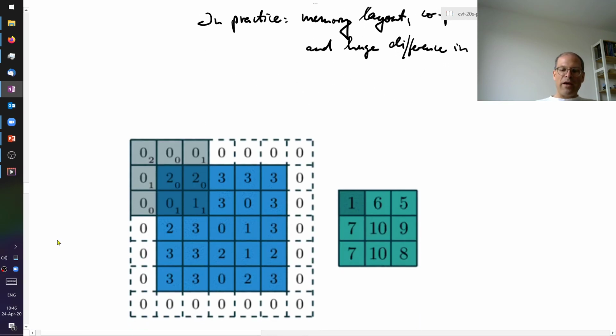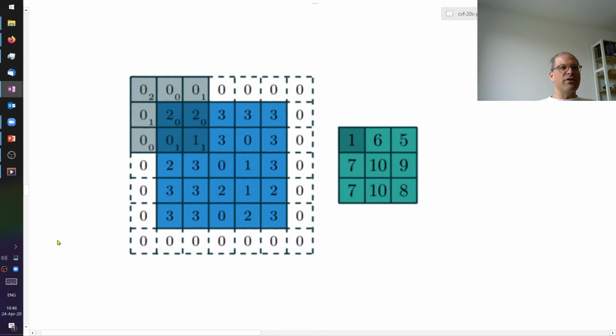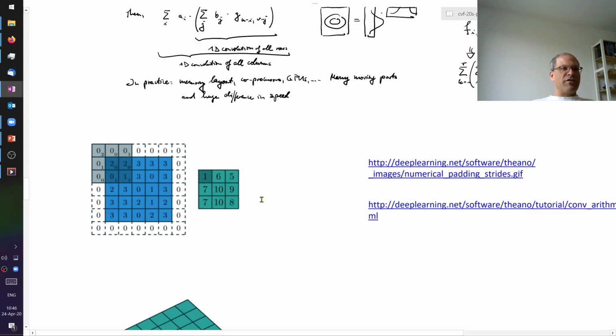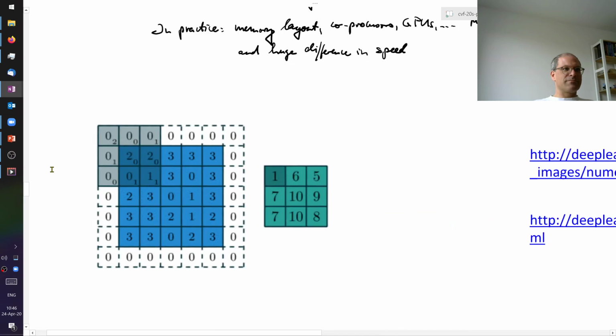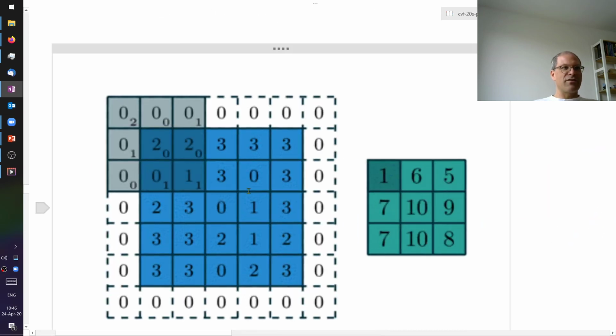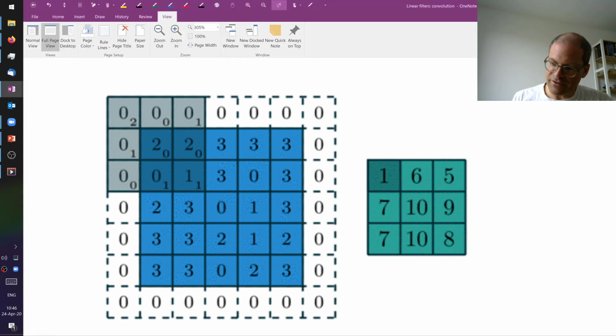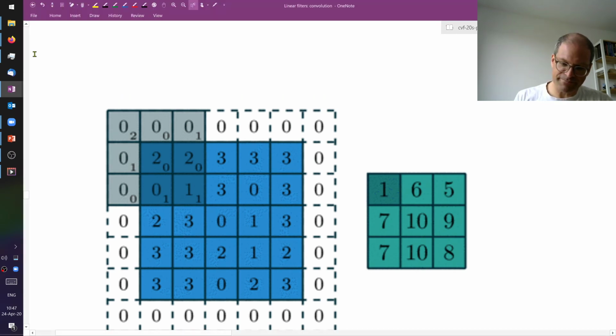Now, no matter whether you work in 1D or in 2D, you have the question of, you know, the corner cases. So on the right is the reference where I took these pretty pictures from. Let's look at this. The blue thing is the image. The red thing here is the filter with its coefficients. And let me just use a different color here.